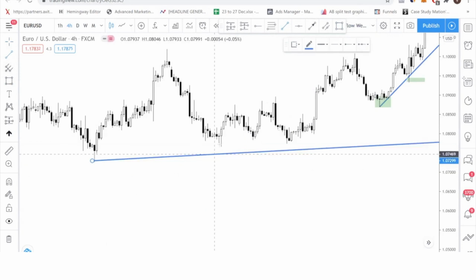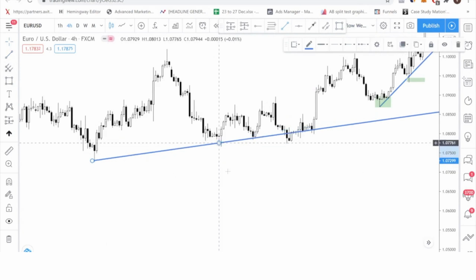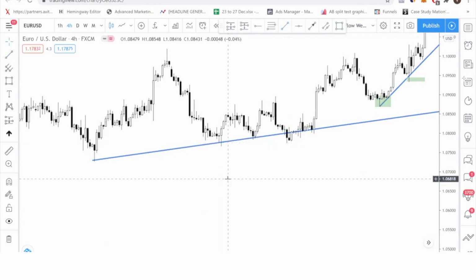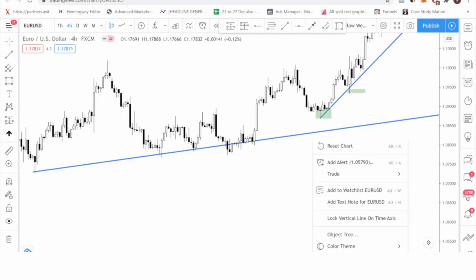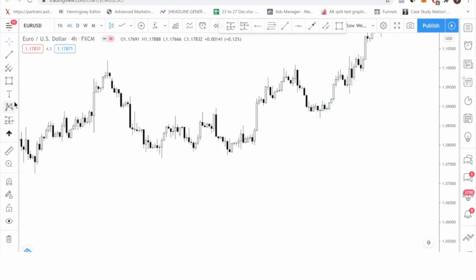So what you can do is practice. Make sure that you pause this video, or maybe after this video you just check out TradingView and start drawing some trend lines. You need to practice. So this is how you draw trend lines. Now, the next thing I want to show you is how to use the Fibonacci retracement tool.